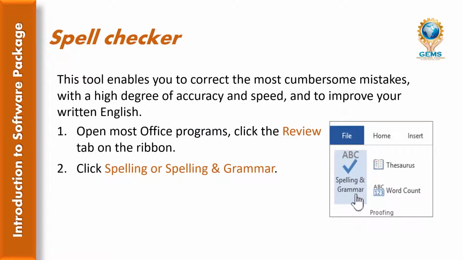Next is the spell checker. The spell checker tools enable you to correct the most common mistakes with a high degree of accuracy and speed, and to improve your written English. You can open the Office programs and click the Review tab on the ribbon. Click Spelling or Spelling and Grammar from the Review tab on the ribbon.